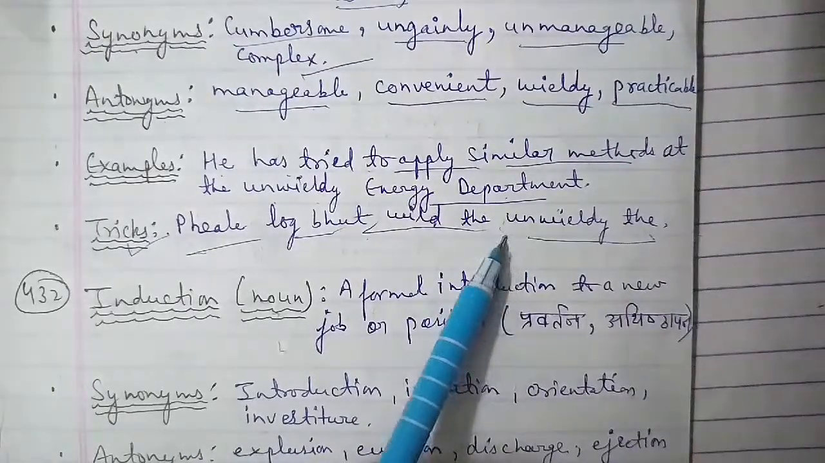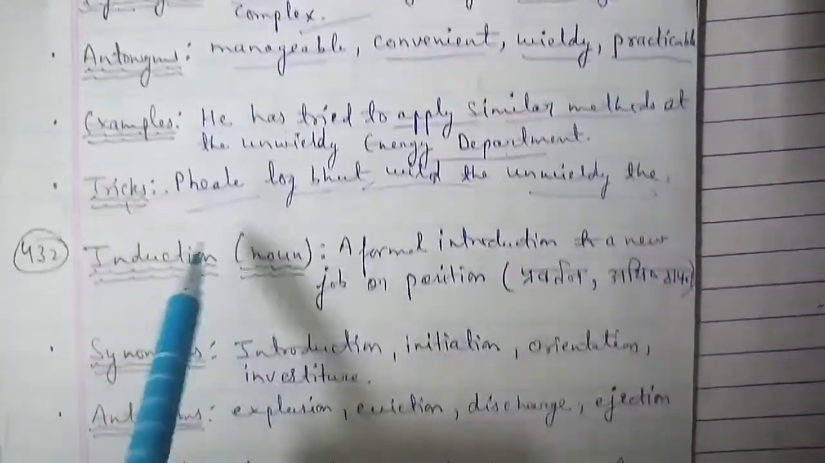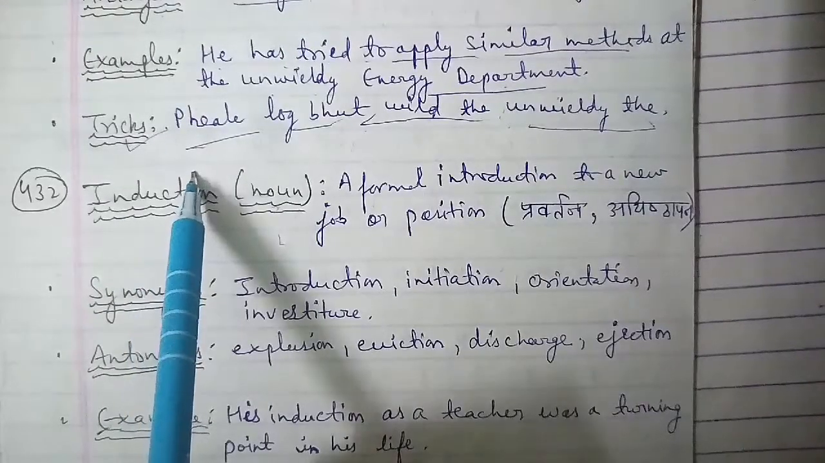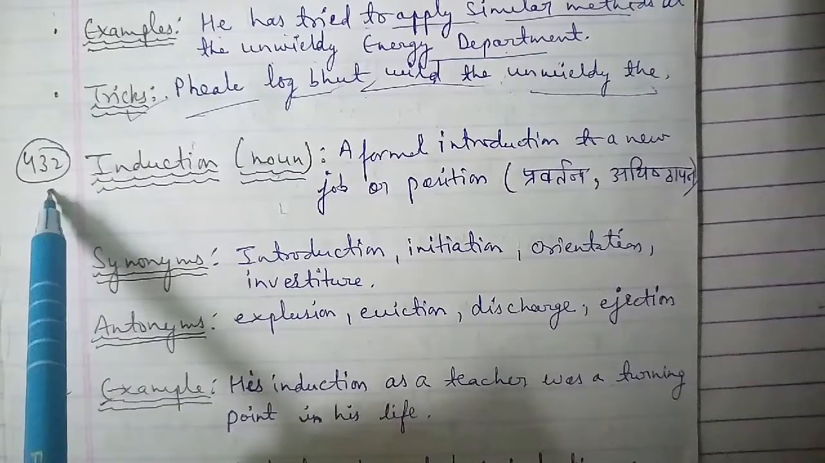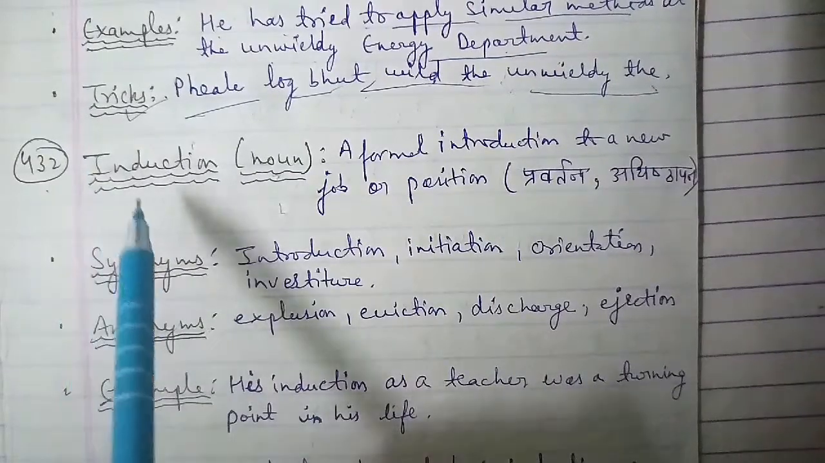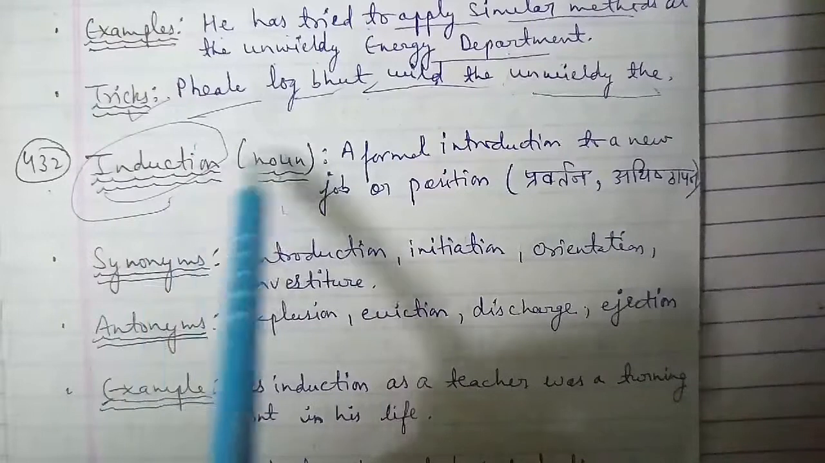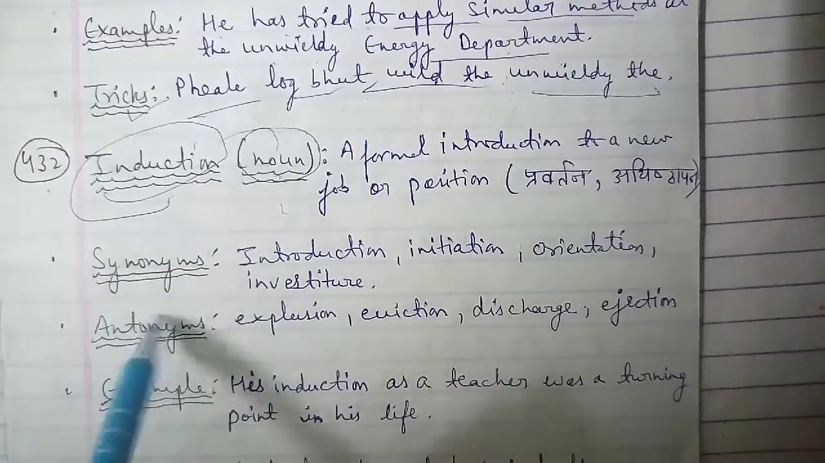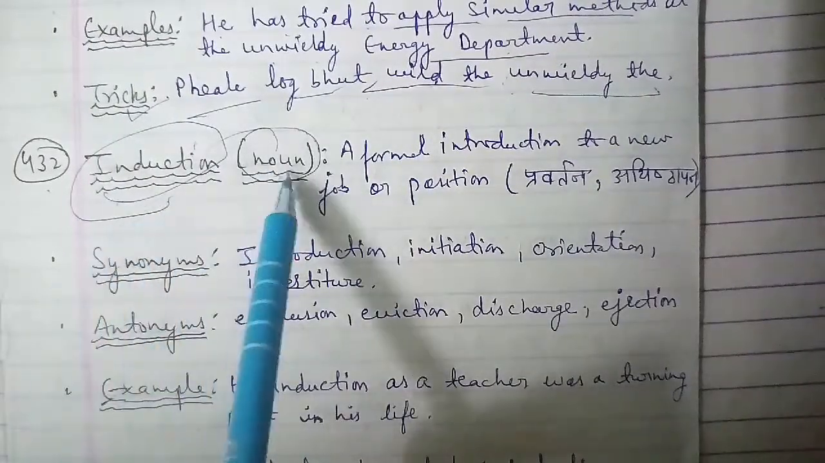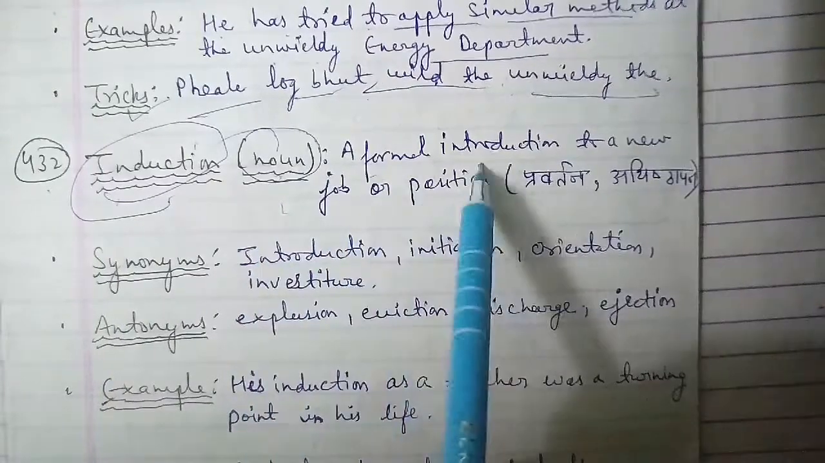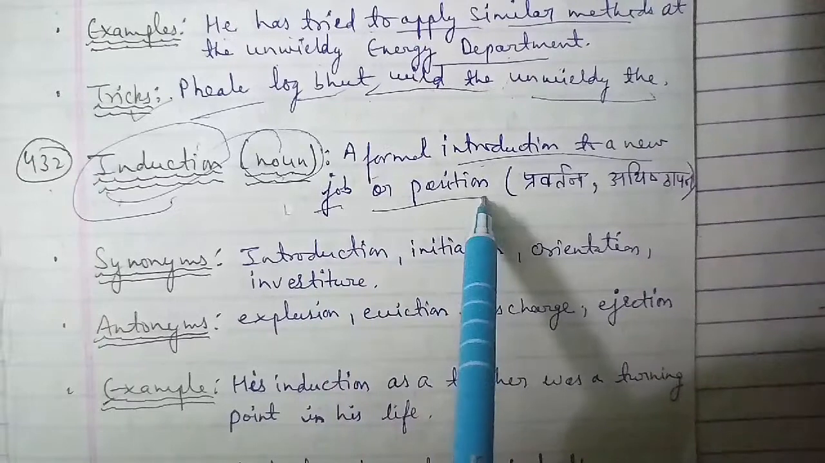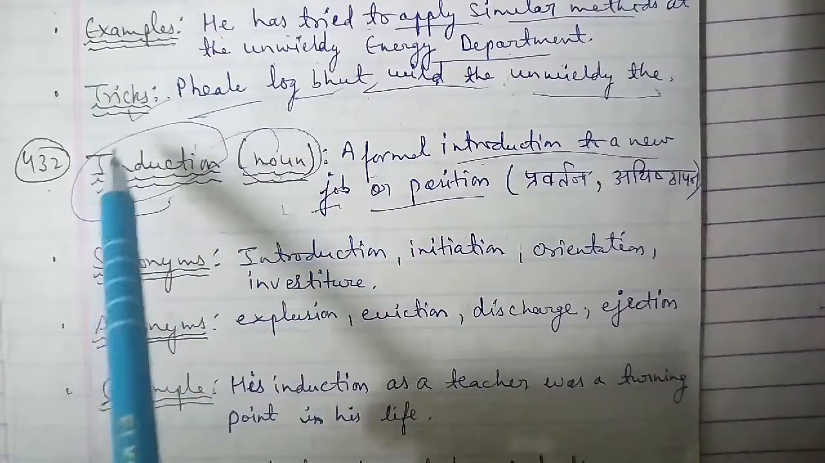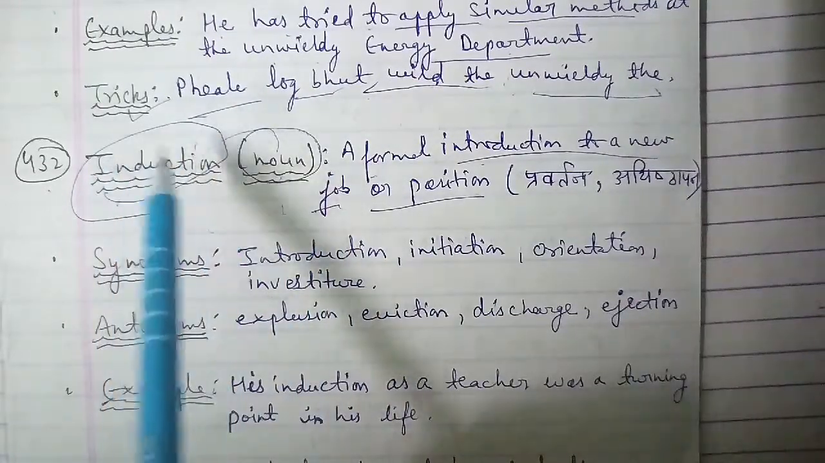Now the synonyms of induction that we have to deal with: introduction. Introduction की जगह पे place ले लिया है induction ने. Introduction, initiation, orientation, investiture. So all 4 words are the synonyms of induction here. Now the antonyms of induction are expulsion, eviction, discharge, ejection. These were the four antonyms of induction here.